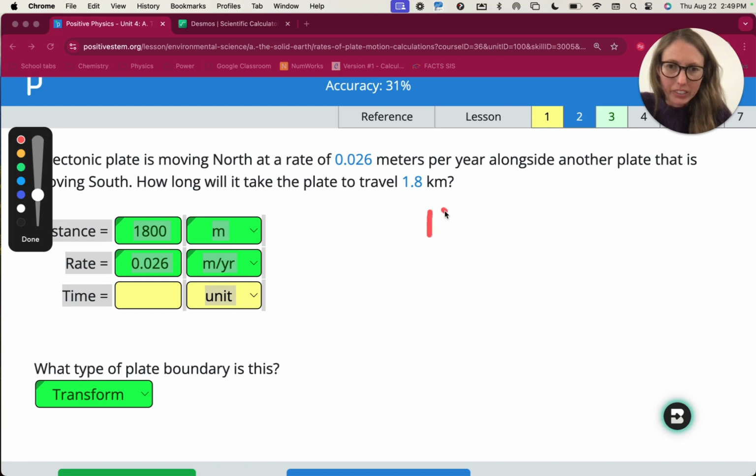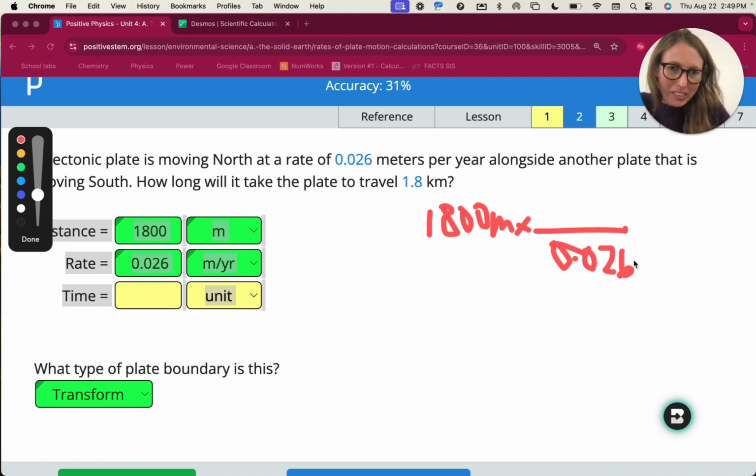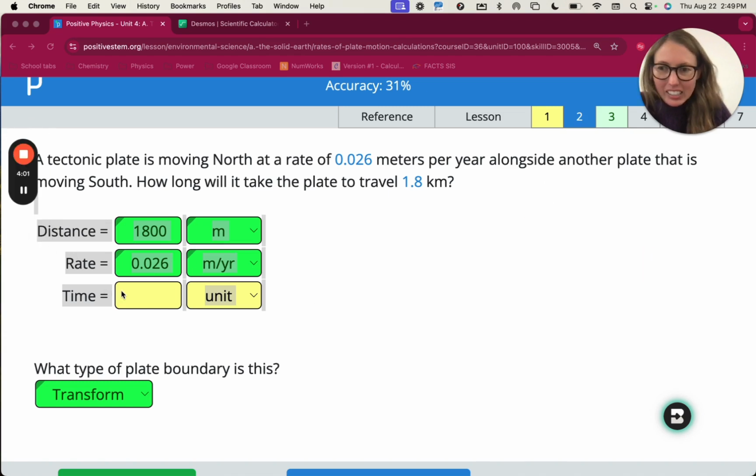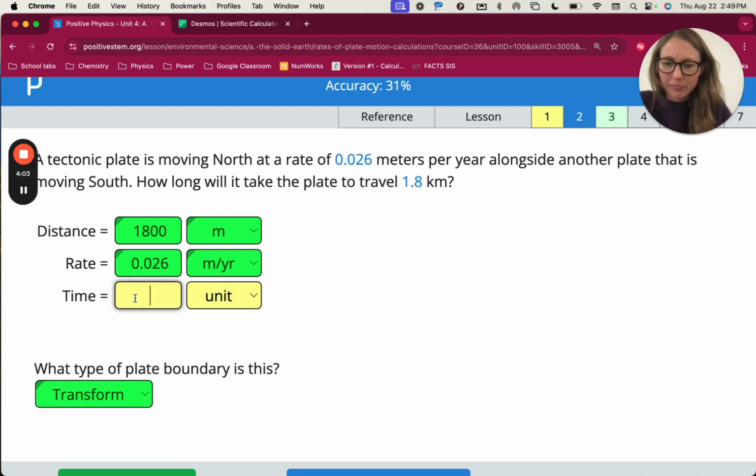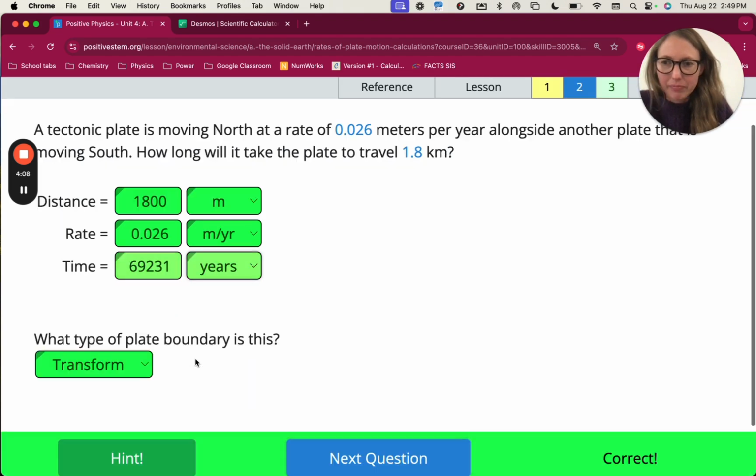Okay, so our 1,800 meters. And then we want to cancel out meters, so we're going to put it on the bottom. So I'll put our rate next to it, 0.026 meters on the bottom and 1 year on top before that disappears. Okay. So if we did that, we would end up getting 69,200. And then that would be years.